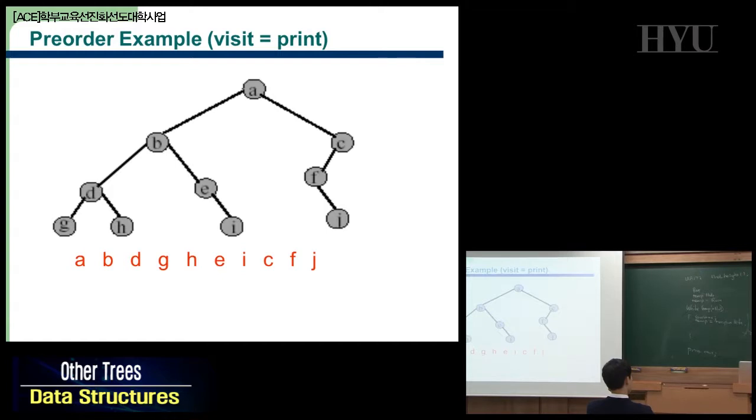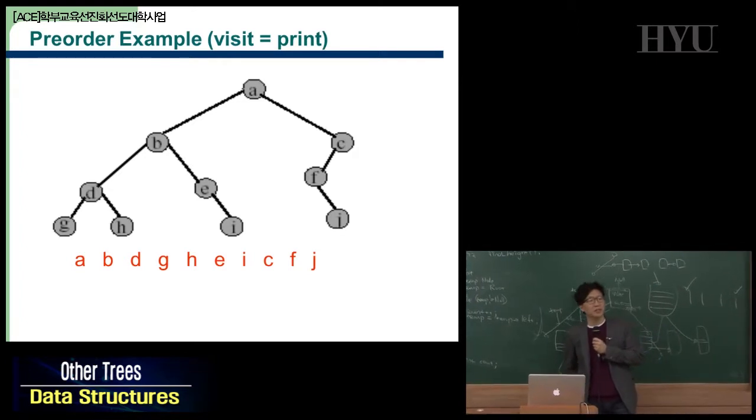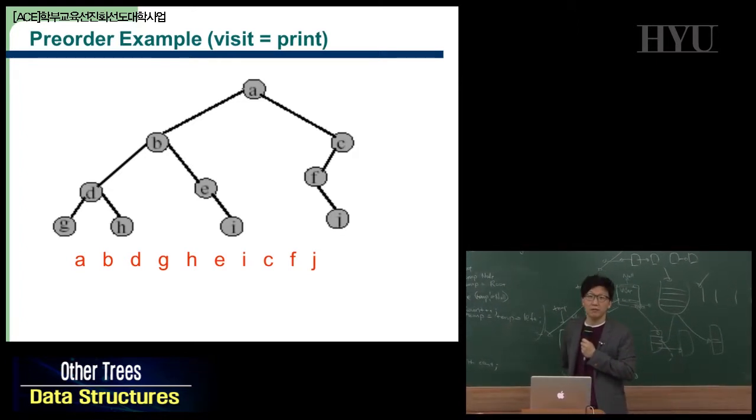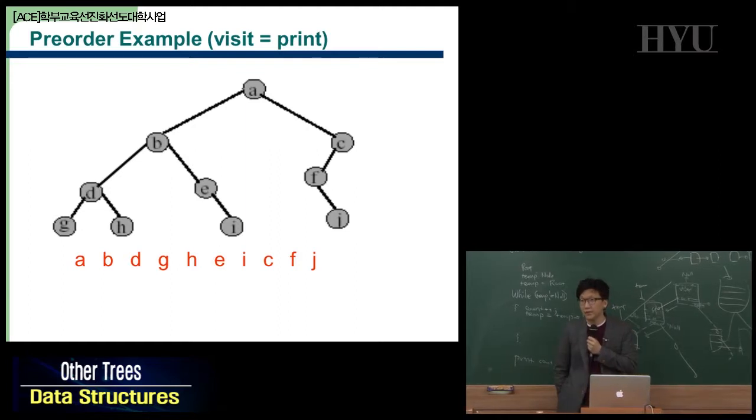So they will tell you which way they read your trees. And they don't mix it up. So they probably give you the way of reading this tree is pre-order. What's going to be the output?